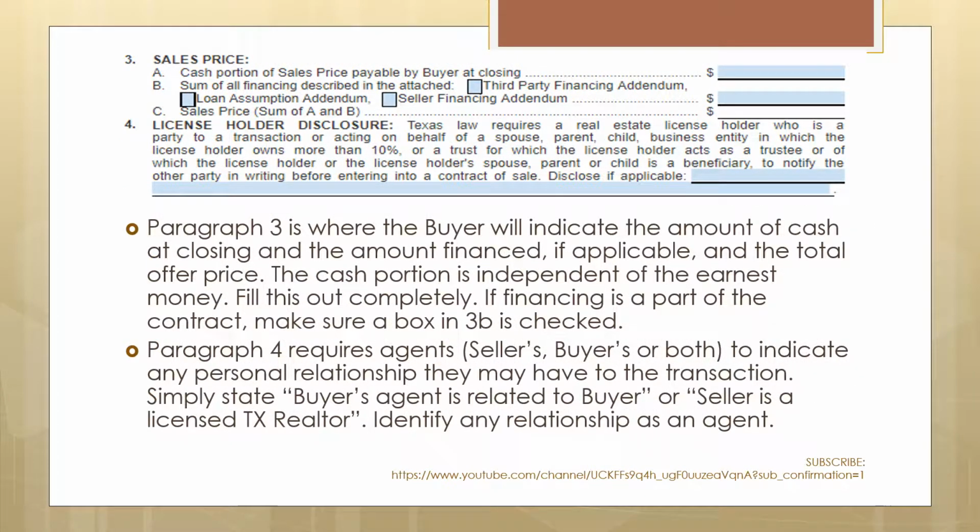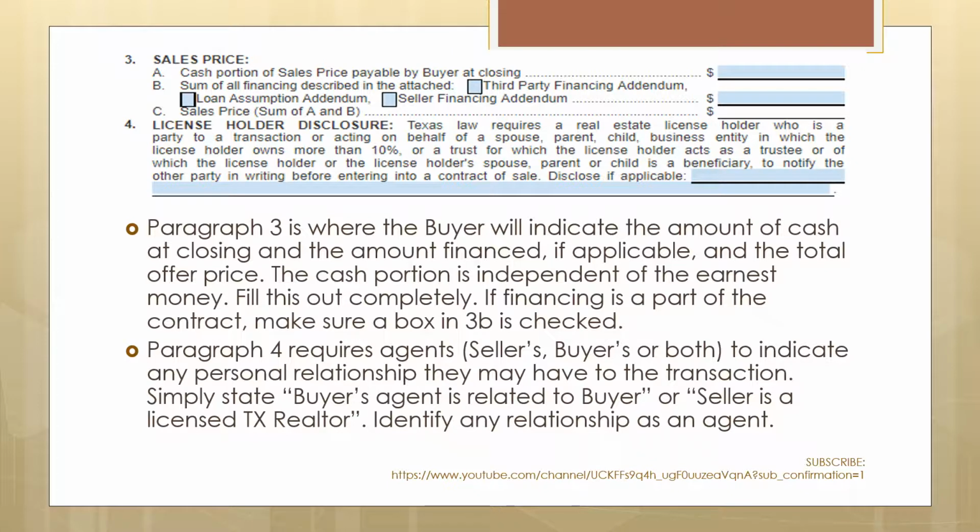Paragraph 3, pretty self-explanatory, talks about how much a person is going to put down, a cash portion. It's also how much is going to be financed and what the total sale price, or in the case of a buyer, an offer price, until it gets signed. The cash portion, remember, is independent of the earnest money. It has nothing to do with the earnest money. So fill this out completely, and if financing is a part of the contract, make sure a box in 3B is checked.